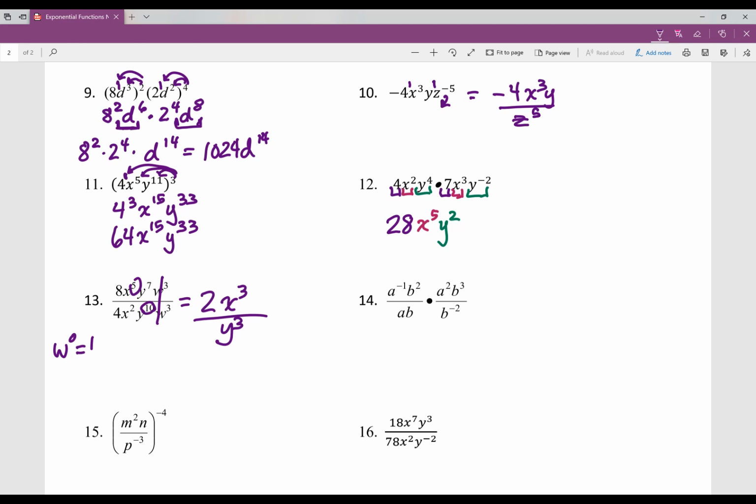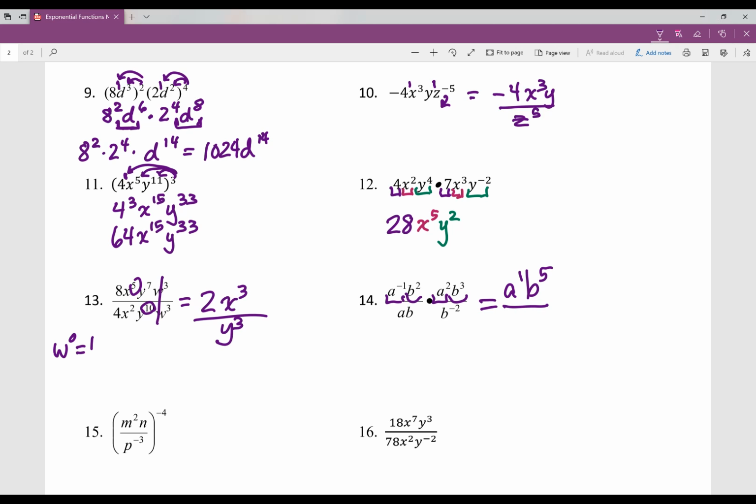For number 14, there's multiple ways we could do this problem. We could multiply across and then divide. We could simplify this side, then multiply. There's all kinds of things we could do here. I think the easiest way to do this one is to multiply across and then divide. So let's do that. We would do the A and the A. So negative 1 plus 2 is 1. And the B and the B, so 2 plus 3 is 5.